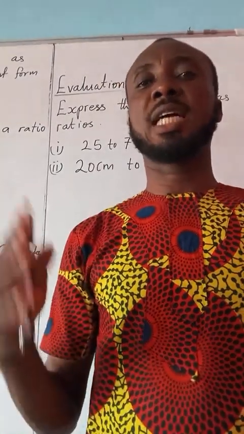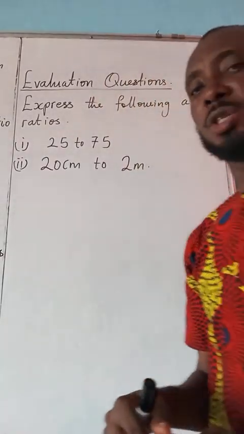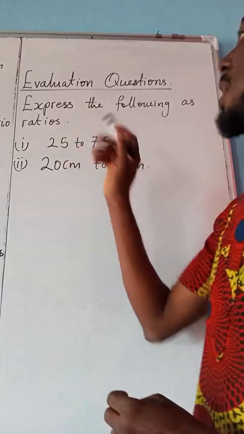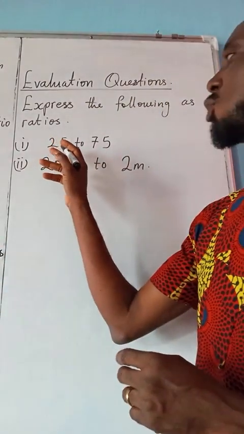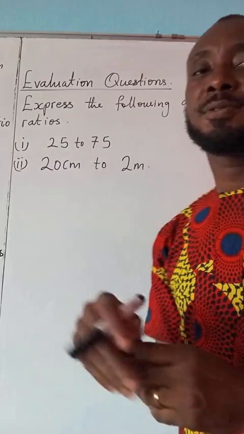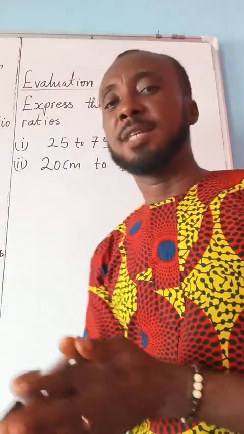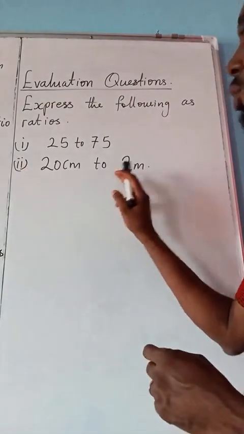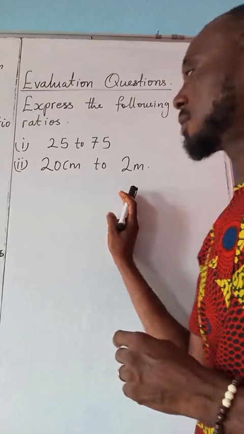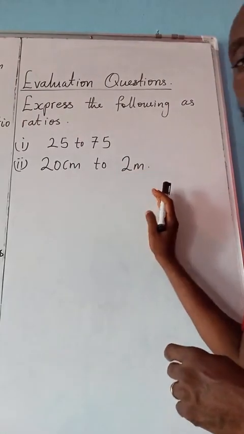So we are looking at the evaluation questions. We say, express the following as ratios. We have the first one as 25 to 75. We have the second one as 20 cm to 2 meters.